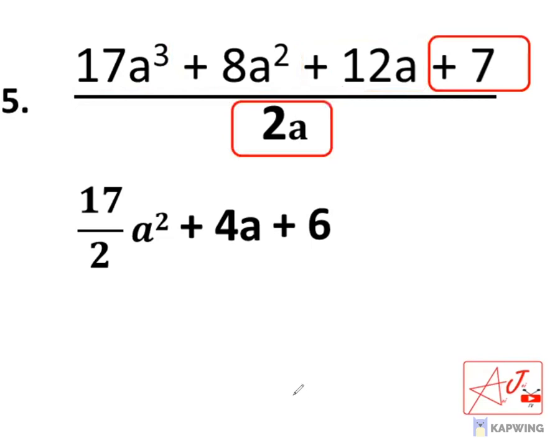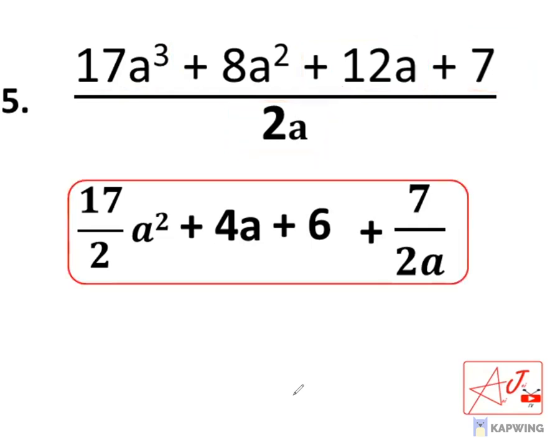And then last, si 7 over 2a. So, divide natin. Hindi naman natin yan mai-divide, kaya naka-fraction form lang yan. 7/2a. So, ang ating final answer ay iyan na. 17/2a squared plus 4a plus 6 plus 7/2a. So, hindi po natin mapapagsama to ha kasi ito po ay nasa numerator at ito naman ay nasa denominator.